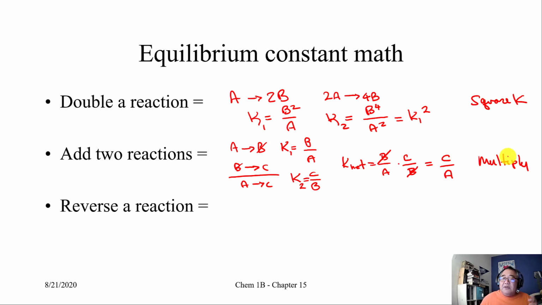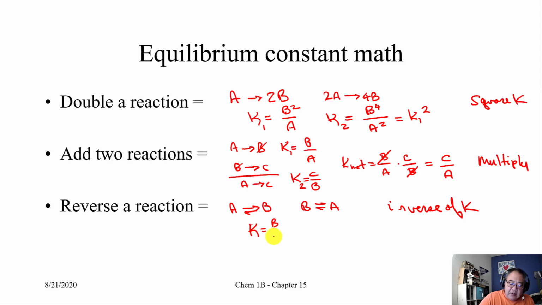Now, when you reverse a reaction, and these are common manipulations that we do, then if you had A goes to B, and then you write the reaction as an equilibrium as B goes to A, you take the inverse of K. So this would be K is equal to B over A, but this would be K is equal to A over B.